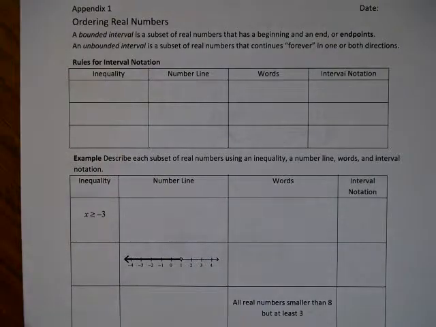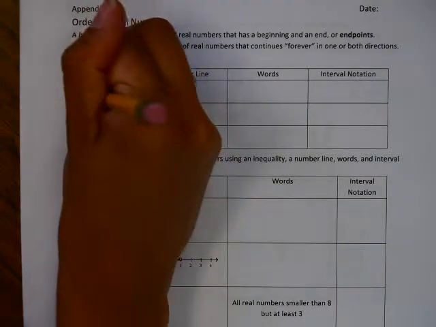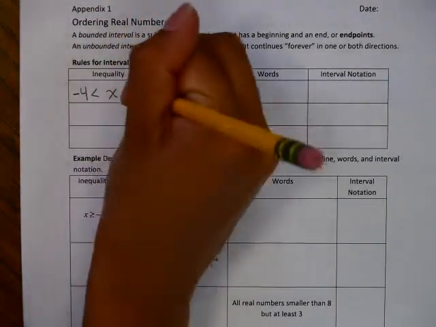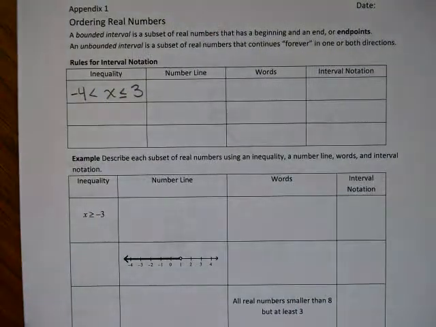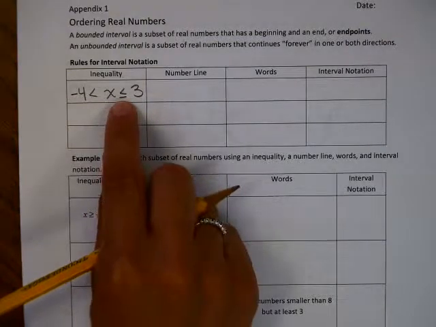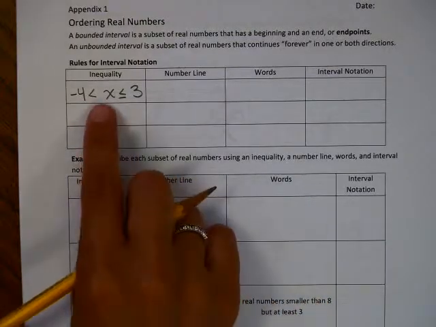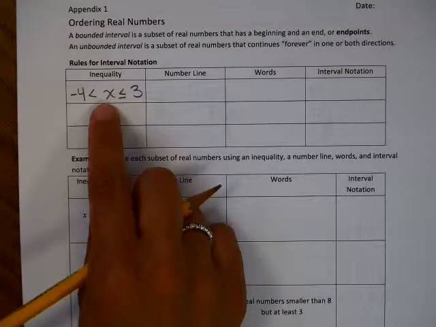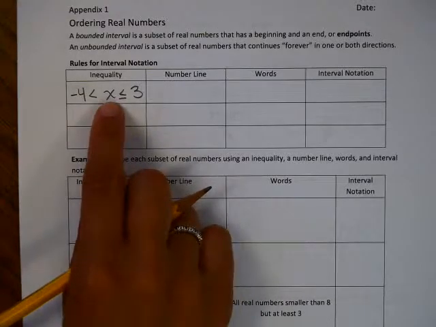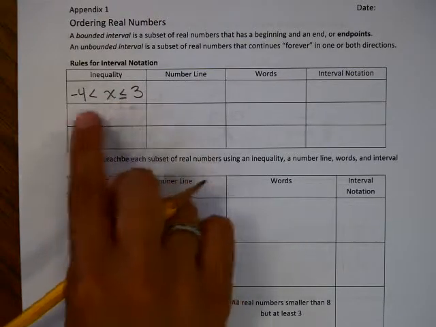So let's go back to some things we have learned in the past. Let's think about this inequality. Now if we read this, it says -4 is less than x is less than or equal to 3. But in this case, I'm not talking about one particular number, maybe 0 or 2 or -3. Those would all work. And I'm not talking about just one number. I'm talking about every number in between these two.